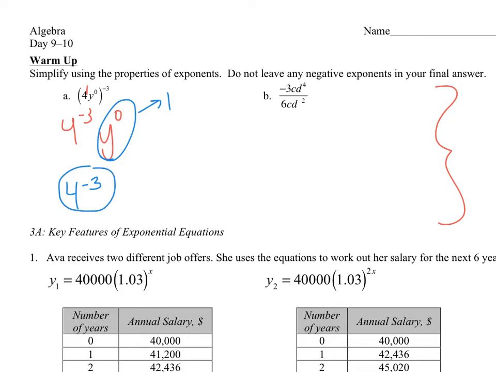That is being raised to a negative exponent, so I'm going to move it to the bottom so it can become positive. And then 4 times 4 times 4, 64.